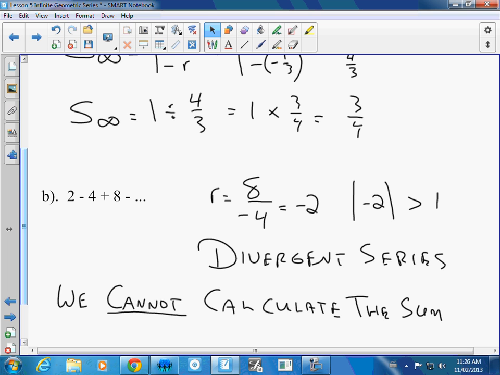Okay, so when we're talking, guys, about infinite, and it has to specifically say infinite, right? The first thing you have to decide is whether or not you can calculate the sum. So you have to find R. If the absolute value of R is less than 1, you can do it. If the absolute value of R is greater than 1, you cannot.